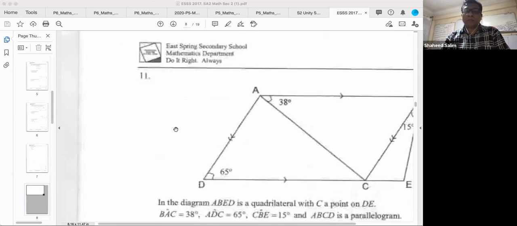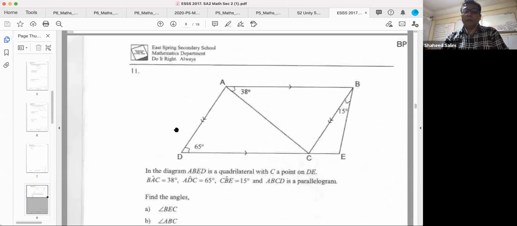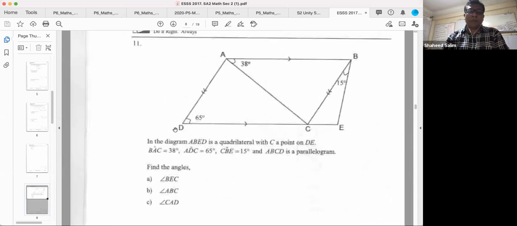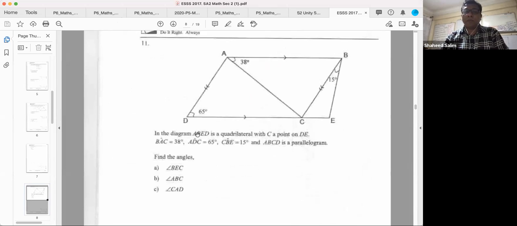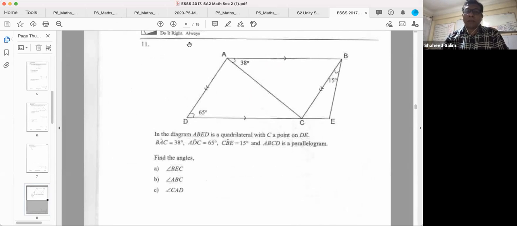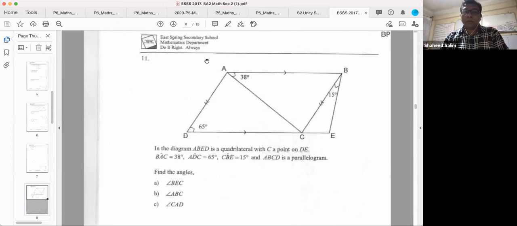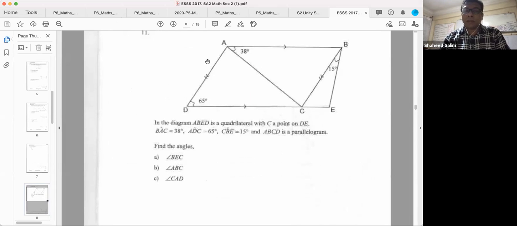Something else. Angles. Very easy, very easy. Come on. Offer. Say what offer? Okay, do it right always. Okay, I didn't know there's a motto like that. Huh? Just sounds like a Nike one.